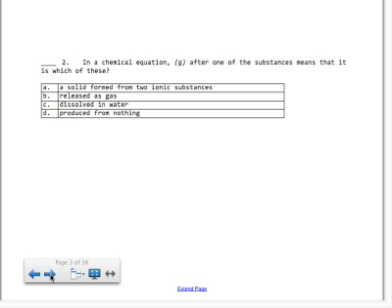In a chemical equation, lowercase g in parentheses after one of the substances means that it is which of these? A solid formed from two ionic substances, released as a gas, dissolved in water, or produced from nothing. Well, produced from nothing, that doesn't happen. Dissolved in water is aq, a solid is s, and g is a gas. So again, this is answer choice B for number 2.